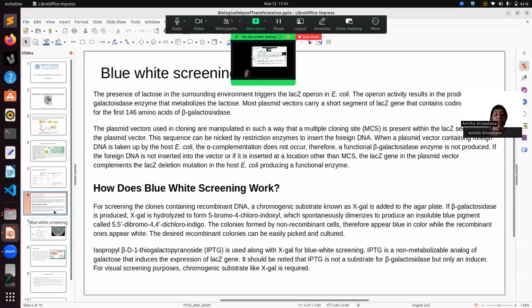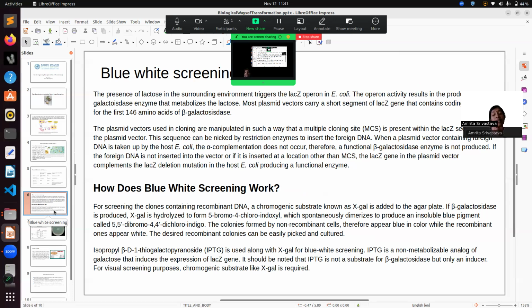X-gal is nothing but a chromogenic material that can be digested by the beta-galactosidase enzyme, and it is hydrolyzed to form 5-bromo-4-chloroindoxyl, which spontaneously dimerizes to produce an insoluble blue pigment. So if beta-galactosidase is produced, then X-gal is hydrolyzed and a blue pigment is produced.